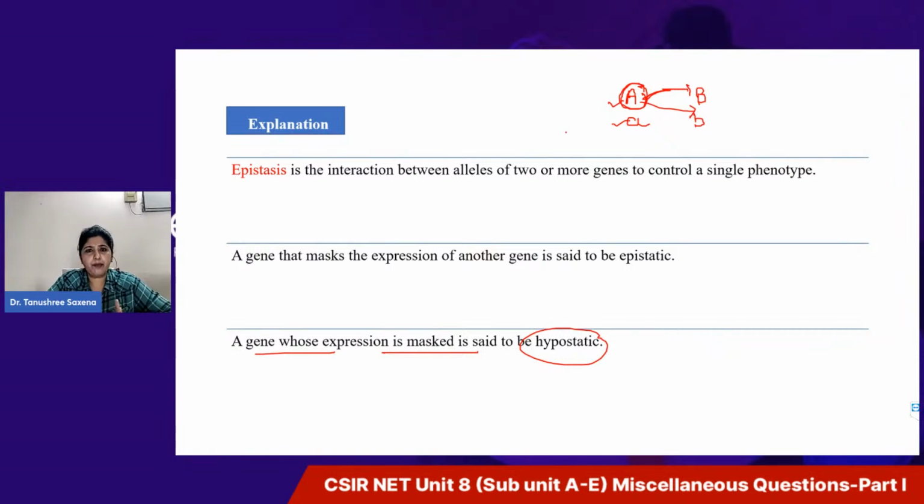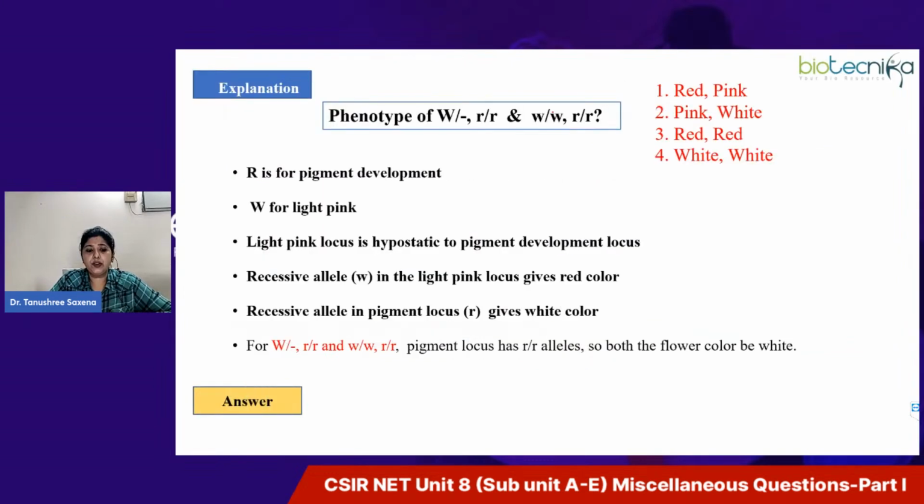Now we have different types of epistasis: dominant epistasis, recessive epistasis, duplicate dominant, duplicate recessive epistasis, and many more. Particularly if we look at this question, it is mentioned that R is for pigment development. As I always say, write down the information given in the question separately. This will help you understand the question thoroughly and you will not get confused. So R is for pigment development and W is for light pink.